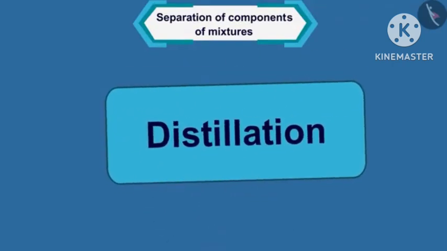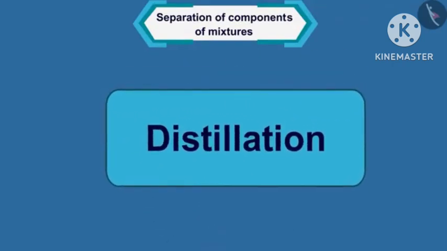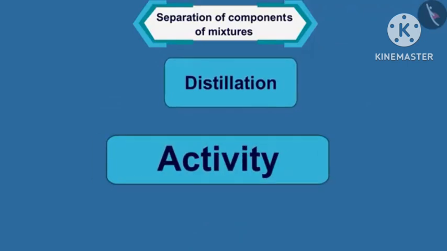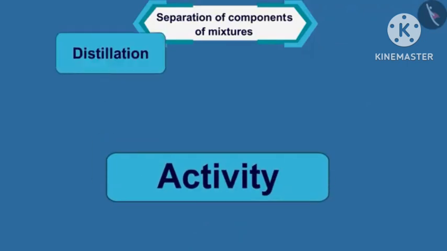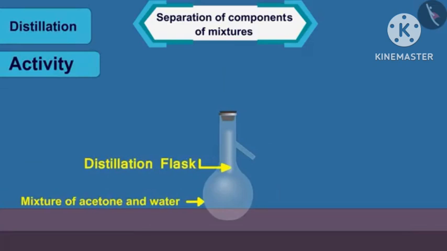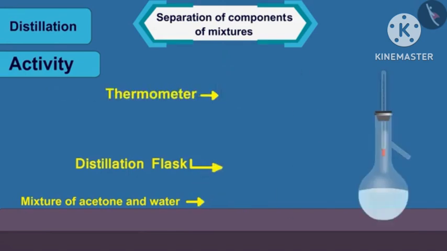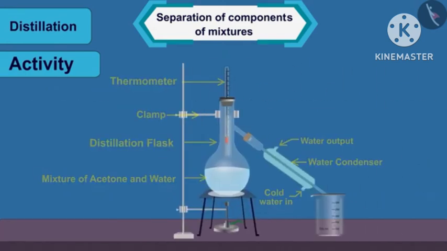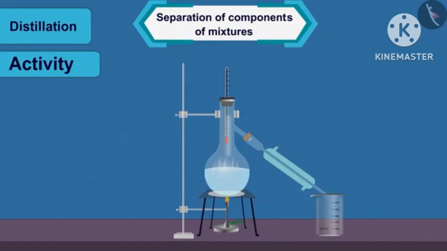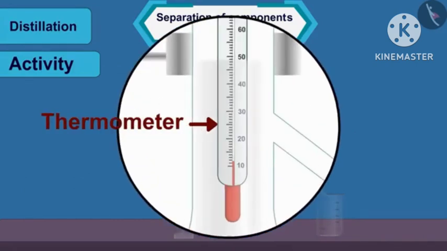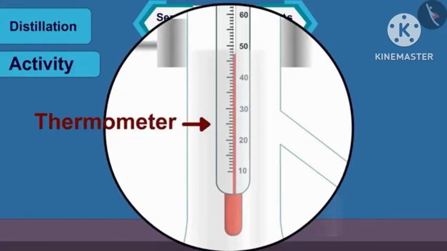The next separation technique is distillation. Let us try to understand it through an activity. Take a mixture of acetone and water in a distillation flask. Put a thermometer in it. Now, arrange the device in this way. Heat the mixture slowly and carefully observe the thermometer. As the mixture heats up, what do you observe?